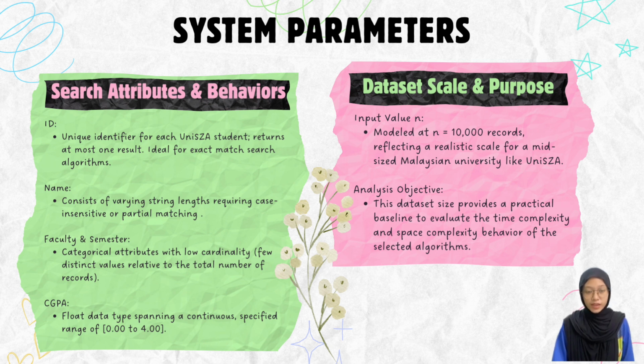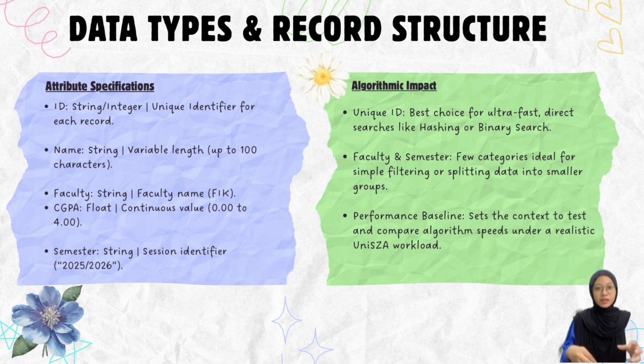For our dataset scale and purpose, the input value is modeled at n equal to 10,000 records, which is a realistic scale for a mid-sized university like UNISZA. This dataset size can provide a practical baseline to evaluate the time and space complexity of our selected algorithm. Now, let's move to our data types and record structure.